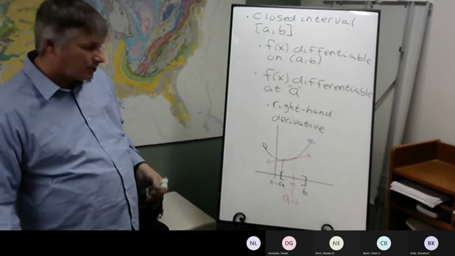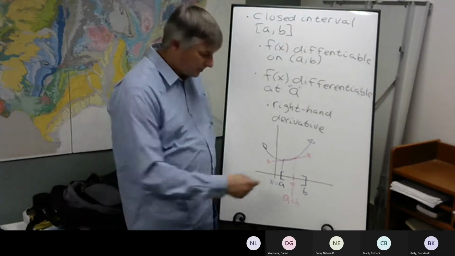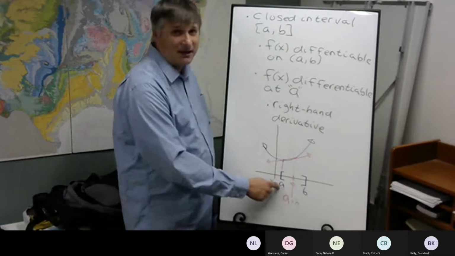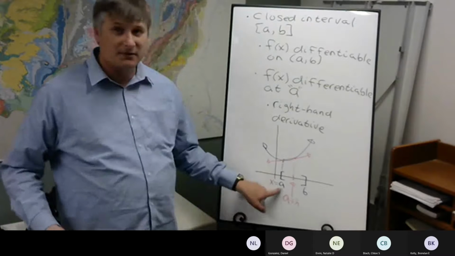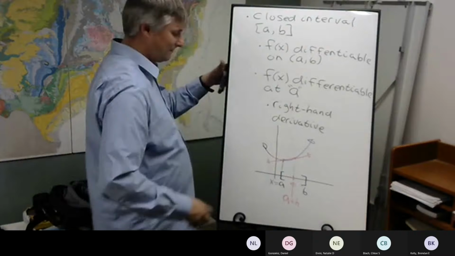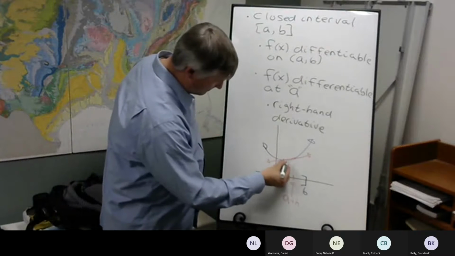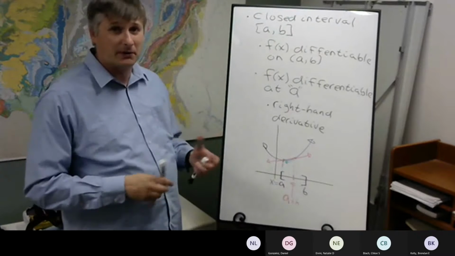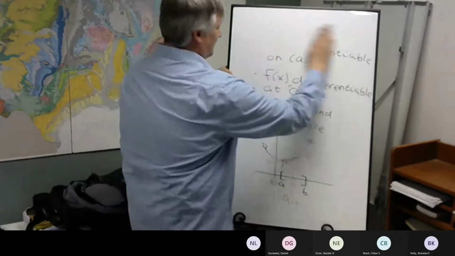And so what the right-hand derivative means, when we let h go to 0, this point's going to get closer and closer to a. And so that means we're approaching a, even though it's a point on the left of the interval, we're approaching from the right. The arrow there says which direction we're going.